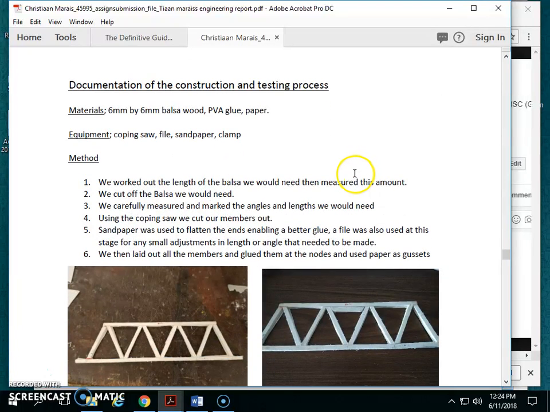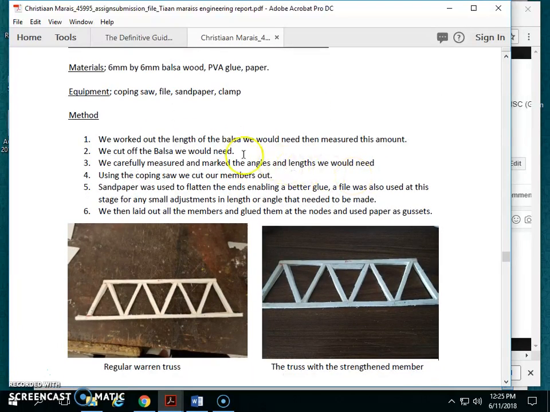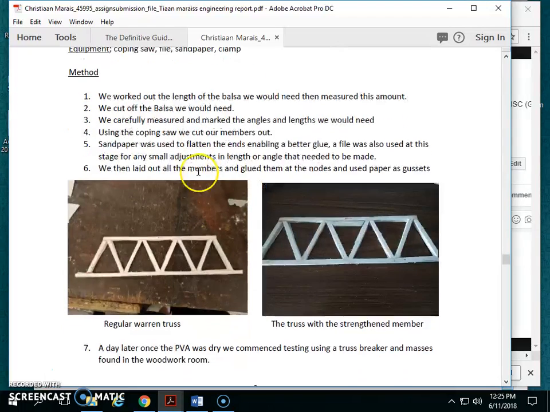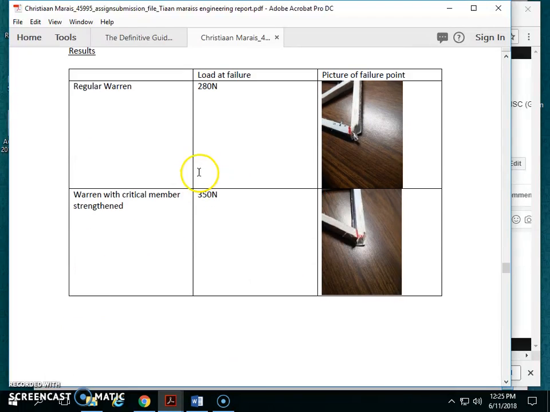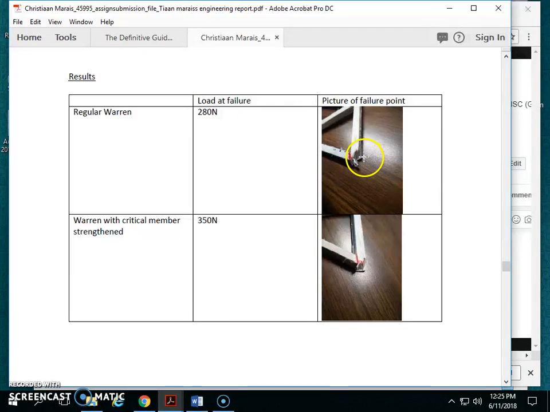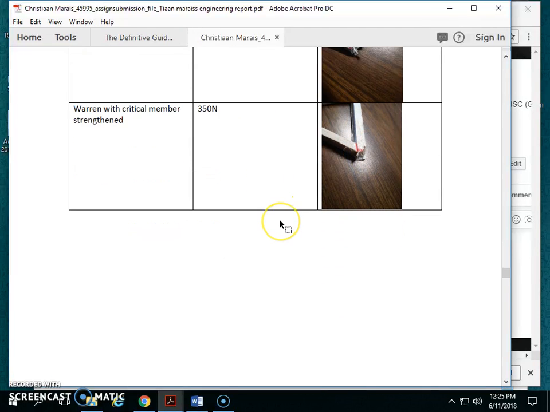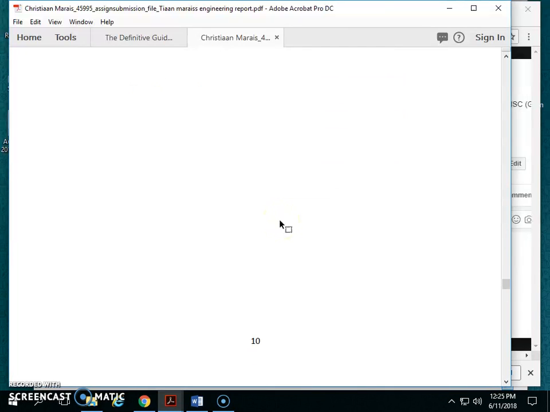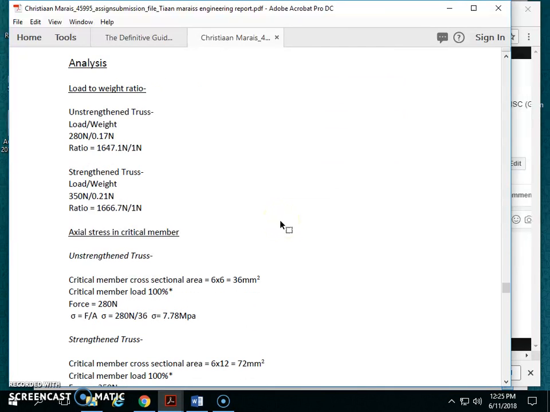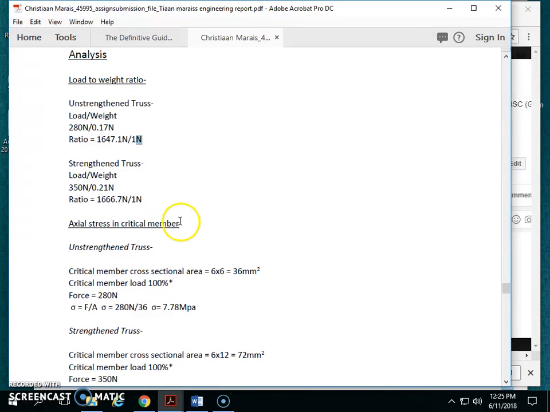Okay, then they talked about the documentation of the testing process. So they had materials, equipment, they had a method. So they've shown an example here, the results, the point of failure, where it's failed. They had load at failure. And then they've done their analysis. So they've calculated their load to weight ratio, and they've found that their ratio is about the same in both cases. It shouldn't be load to weight, is correct.